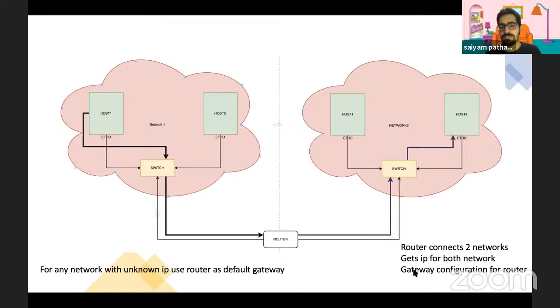So as you can see, the router connects the two networks. It gets an IP for both the networks, and it has a gateway configuration. In terminology, if a host doesn't know where to send the data, it sends the data to the default gateway. Keep this in mind. If the host doesn't know where to send the data, it will just send it to the default gateway and leave it to the default gateway to understand if it has the routing information for that particular host.